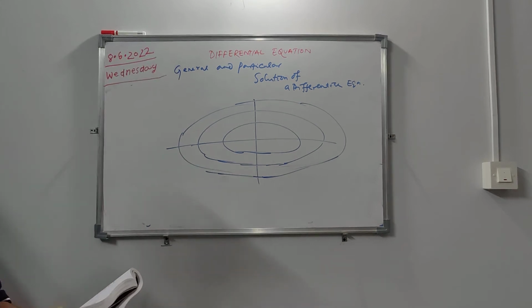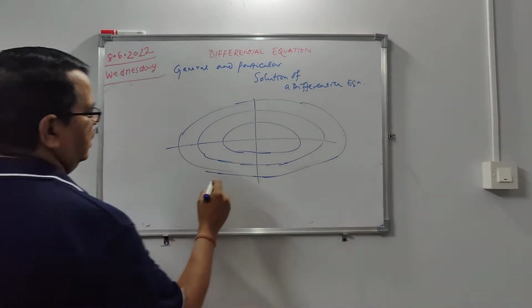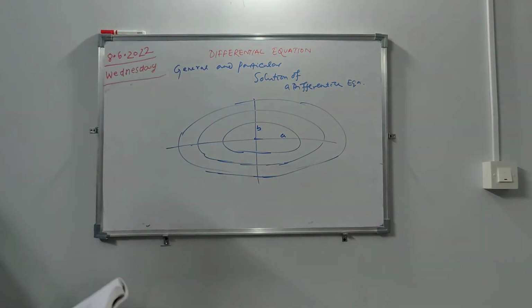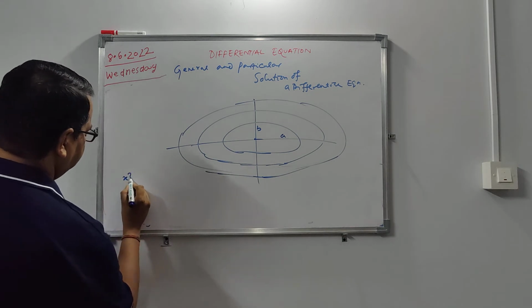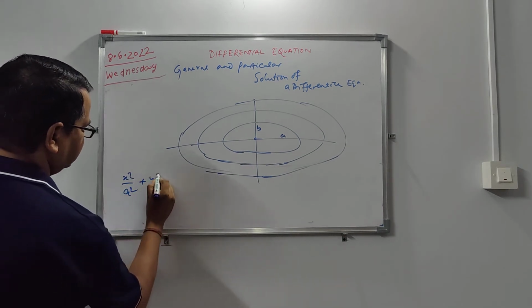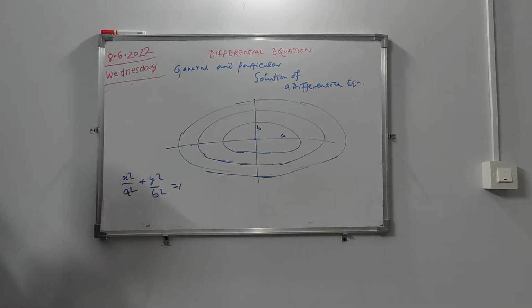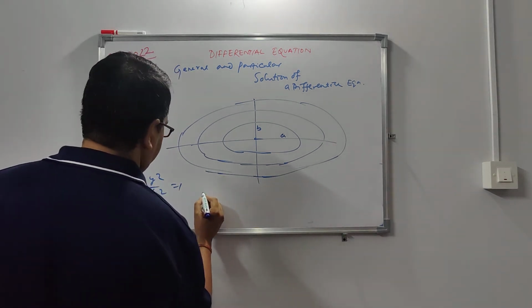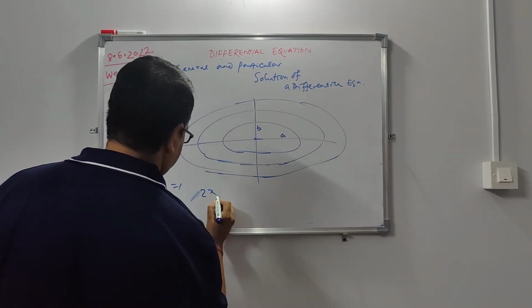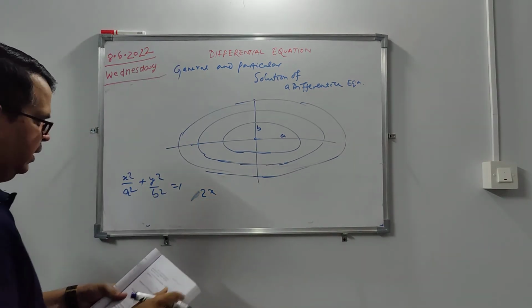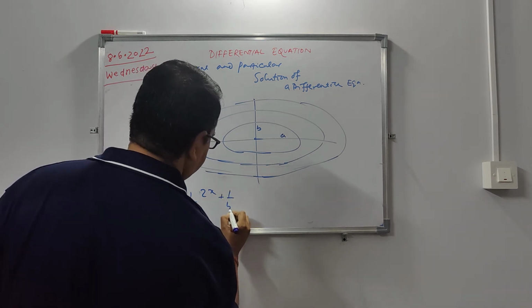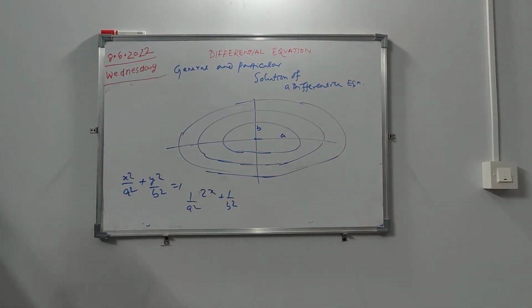Let us say this is my major axis, this is my minor axis. The equation of an ellipse is x square by a square plus y square by b square is equal to 1. Then differentiating equation 1 with respect to x, we get 2x by a square, as a square remains the same, it is a constant. Then 1 by b square, and we have to apply the chain rule here.